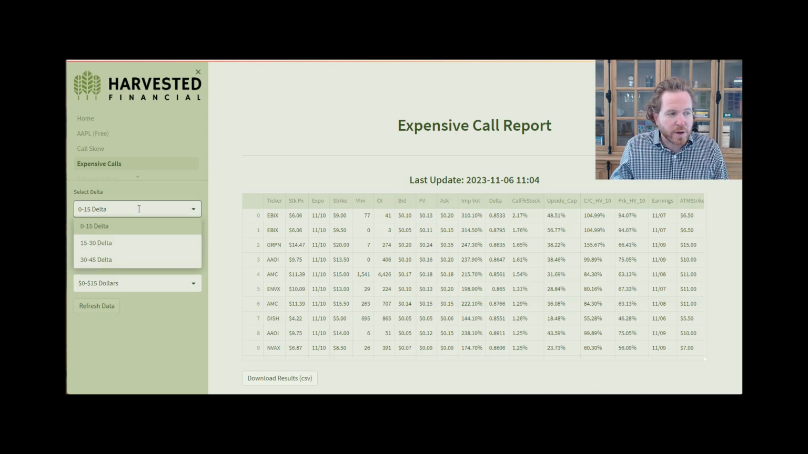So the delta, we have three different buckets here: 0 to 15, 15 to 30, 30 to 45. This is good for sort of parameterizing how aggressive you want your strategy to be. Are you looking for selling meatier at the money calls in that 30 to 45 delta range? Or are you looking for selling further out of the money in that 0 to 15? The lower the delta, generally the lower probability that you'll get exercised on that call.